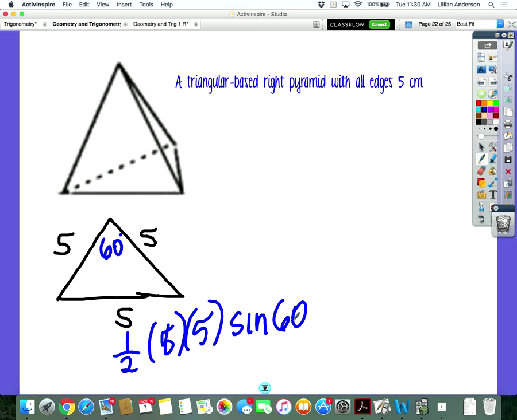But before we type that into our calculator and get a number, this is the area of one triangle. How many triangles make up this pyramid? 4. So we're technically going to multiply this by 4. Okay? So now we can go to our calculator and get our answer.